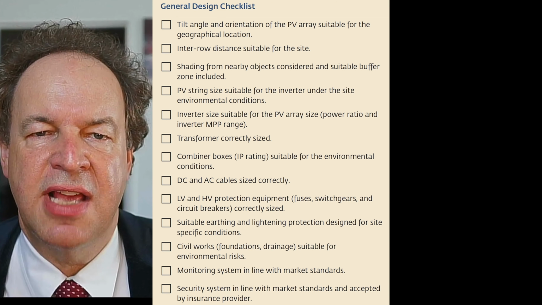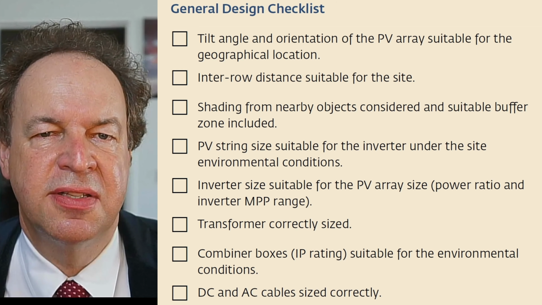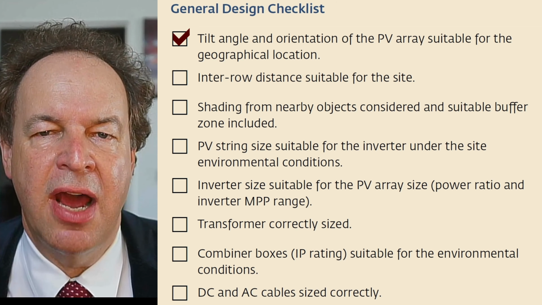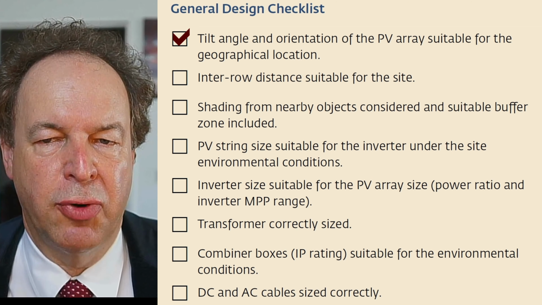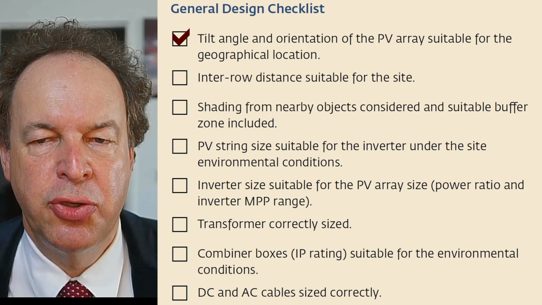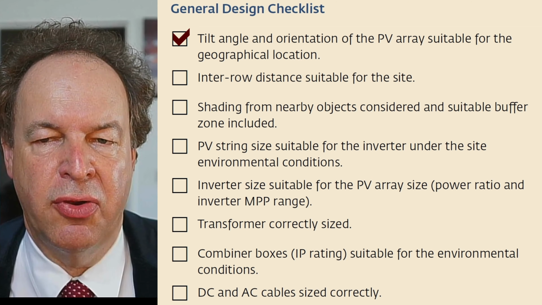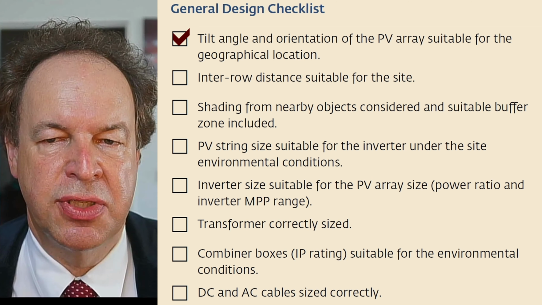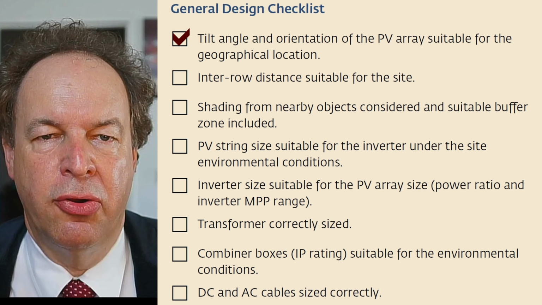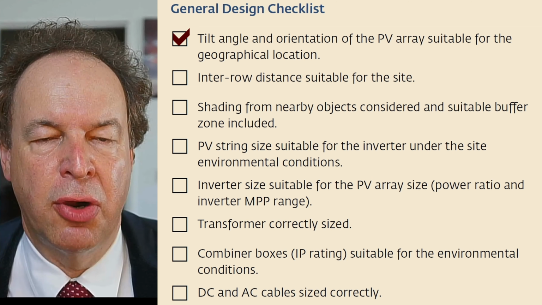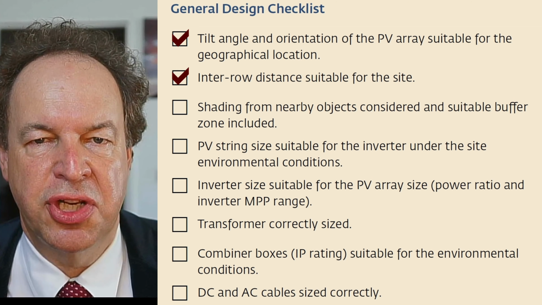Then the general design checklist, quite obvious, the tilt angle and orientation of the PV array suitable for the geographical location. Or if you want to, for example, produce more power during winter time, you choose a higher tilt angle, or you put it more towards the west, you have more western orientation, so it's more producing in the afternoon and so on. As we already heard in the lecture, the interrow distance is relevant for the shading.